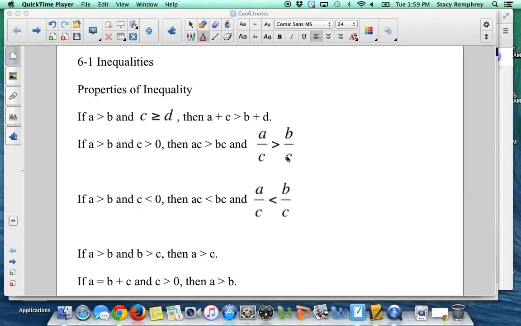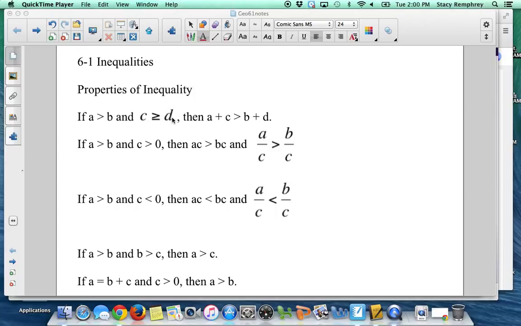If you use any of these, you're just going to say property of inequality. You don't have to tell me which one it is. It's just accepted that that's a property of inequality. So if we're using these in a proof, which we're not doing today, again, if your reasoning is one of these, then you're just going to say properties of inequality.